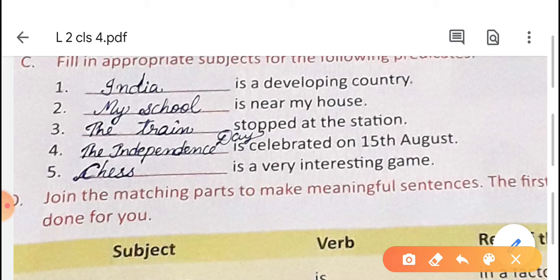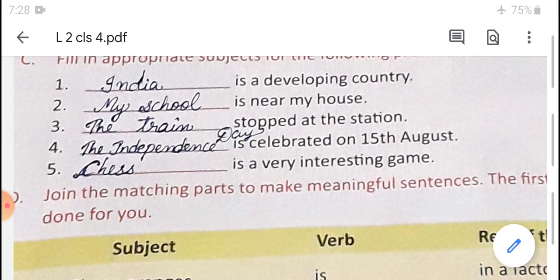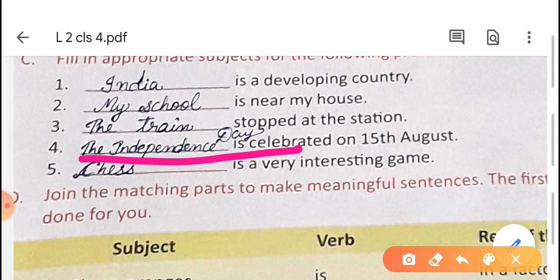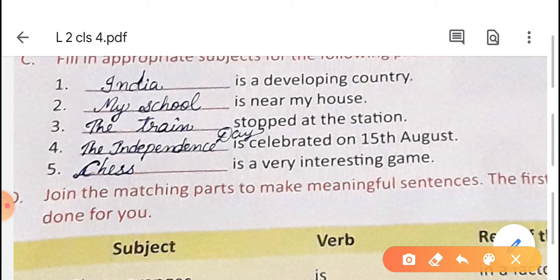Third one, dash stopped at the station. The train stopped at the station. Fourth one, dash is celebrated on 15th August, the Independence Day. Fifth one, dash is a very interesting game. Chess is a very interesting game.